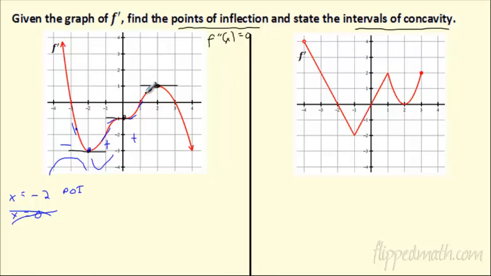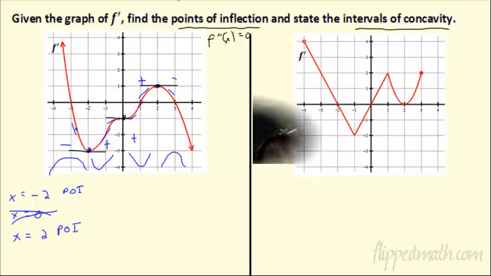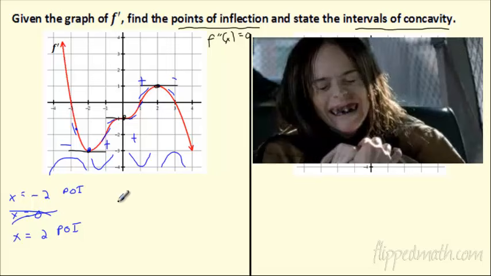How about up here? The slope of the tangent line is positive to a negative, so the second derivative is positive to a negative. So you're really going from concave up to concave down. So yes, we've got another point of inflection at 2, and maybe you recognize that there are going to be these max and min points right here. So can I talk about concavity? Sure, I can talk about concavity all day.